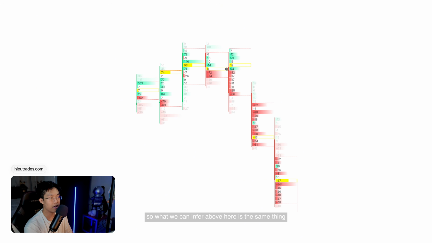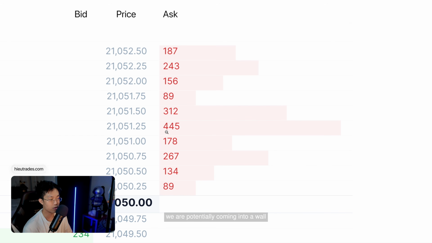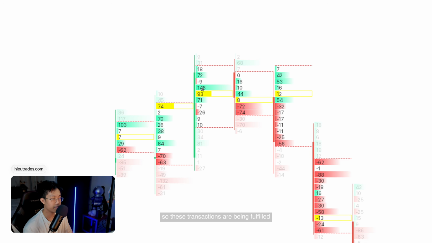So what we could infer above here is the same thing we are seeing over here. We are potentially coming into a wall or a cluster of passive sellers, and the supply is absorbing all of the demand. So these transactions are being fulfilled, and there's a lot of demand for buying, but the demand is not enough to break above this invisible level of resistance.